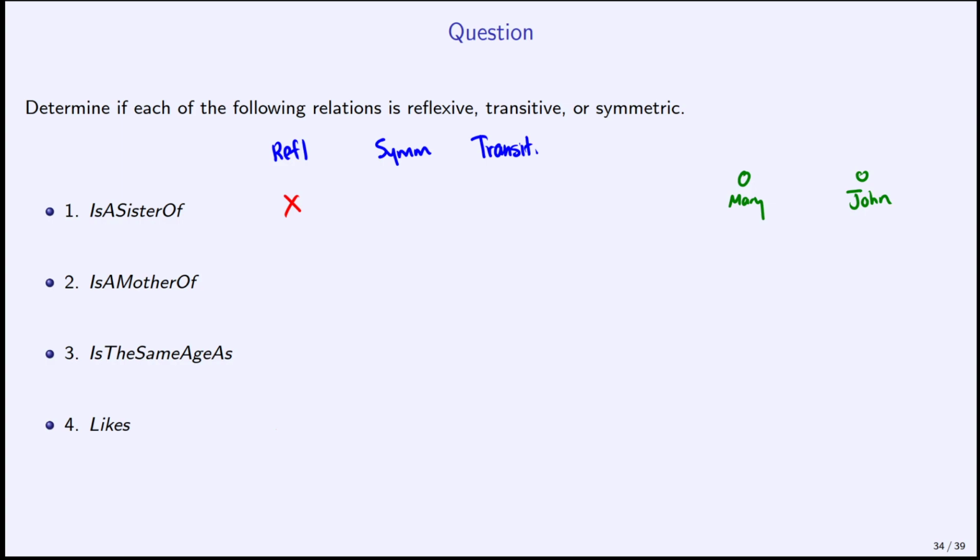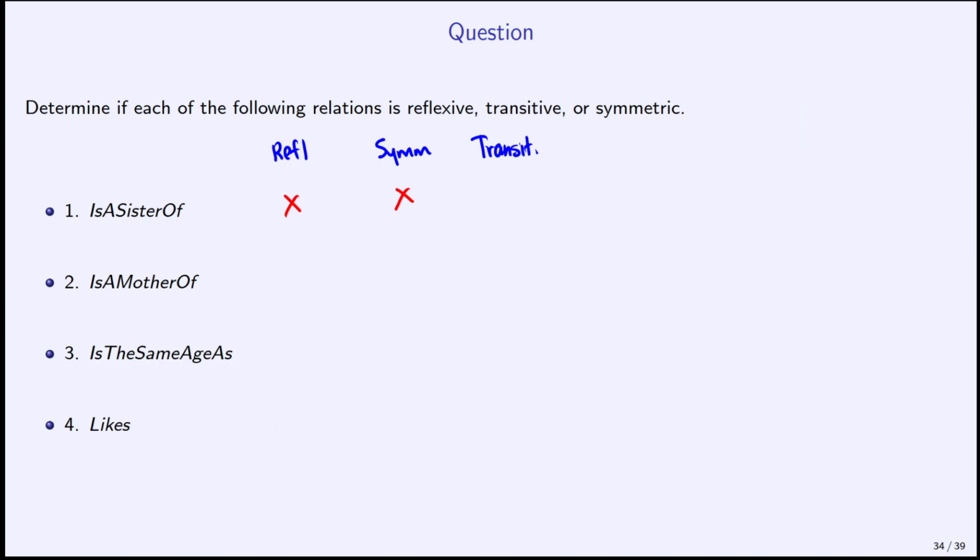What about symmetric? Okay, let's imagine now that Mary is the sister of John. Is it necessary for John to be a sister of Mary? The answer to this one also is no, that's not the case, because John in this case would be a brother to Mary, not a sister. If you had two sisters, like Mary and Sue, and Mary was the sister of Sue, then yeah, Sue would be the sister of Mary. But because we can find one example where Mary is a sister of somebody, but that somebody is not a sister back to Mary, we know it's not symmetric. It's not symmetric in every case.